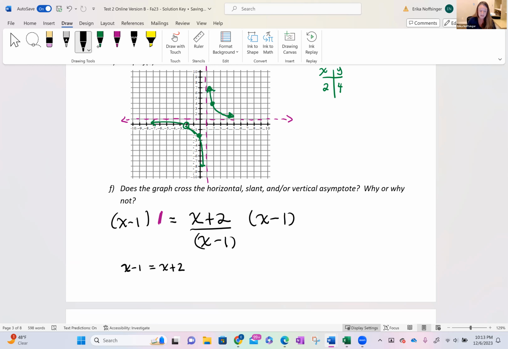Once I try to get x to one side of the equation, notice when I'm subtracting x on both sides, I get here that -1 is equal to 2. Well, that's not true. That's false. And so since we get a contradiction here, we can say that it does not cross the horizontal asymptote.